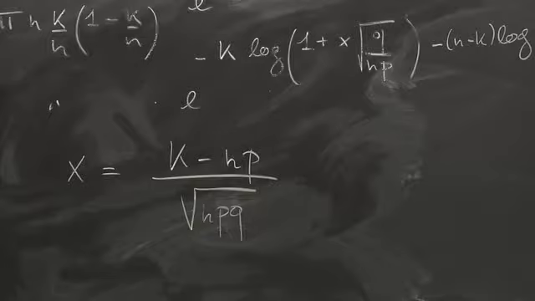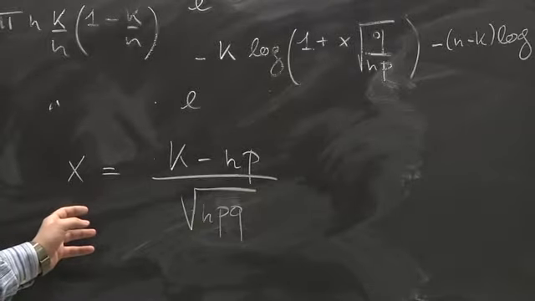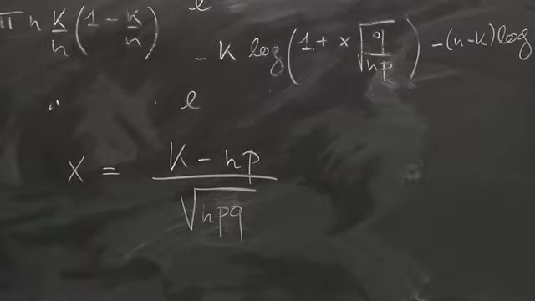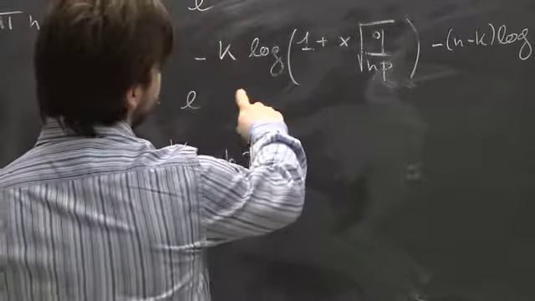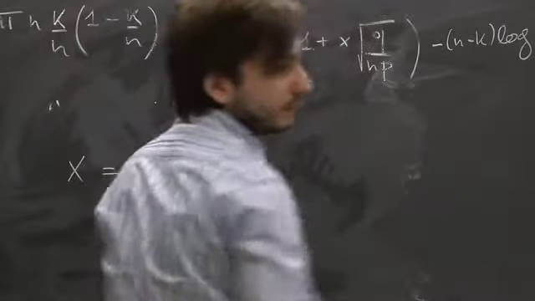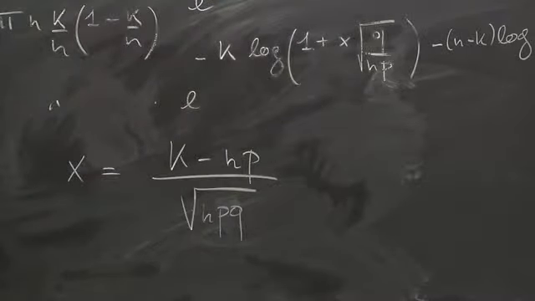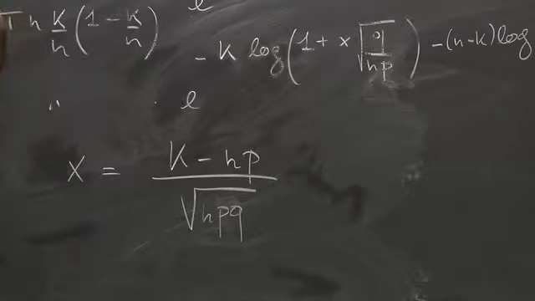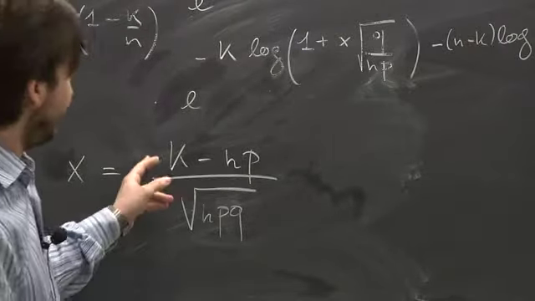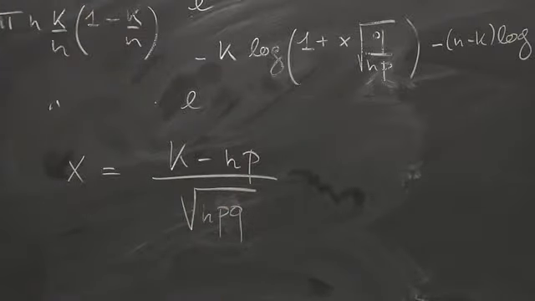And now we will require that this number is a small quantity, let me say much less than 1, so that we can use the series expansions for the logarithm. So this means that this result will hold true if x is a small quantity, right? So if k minus np divided by square root of npq is a quantity which is small compared to 1.